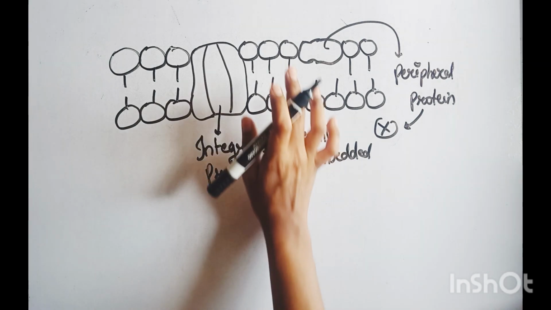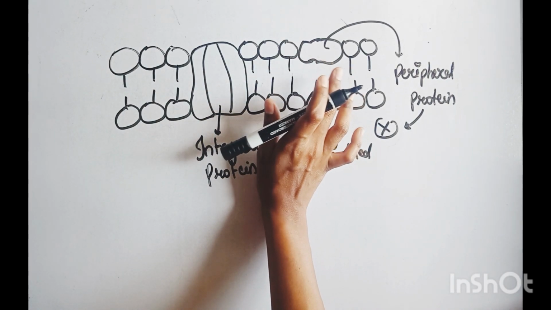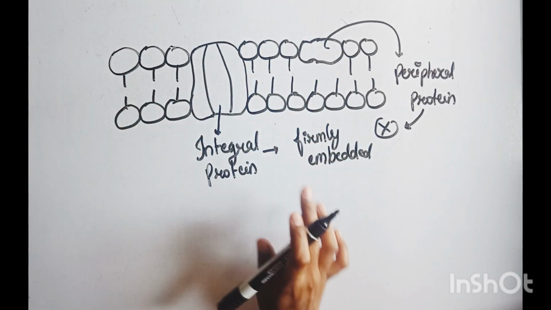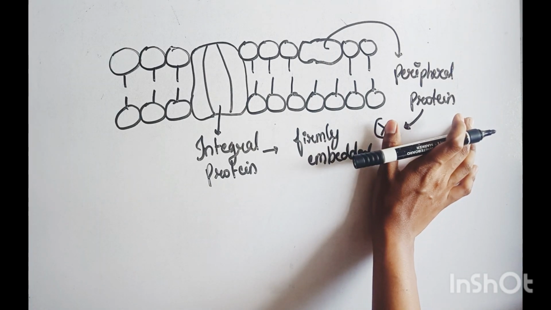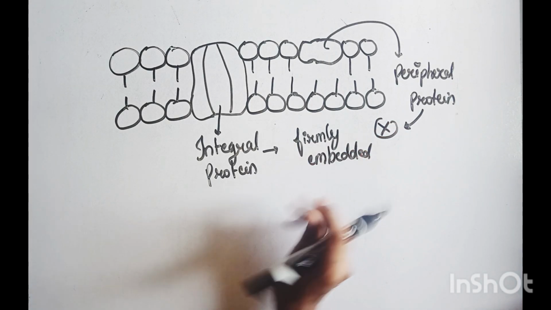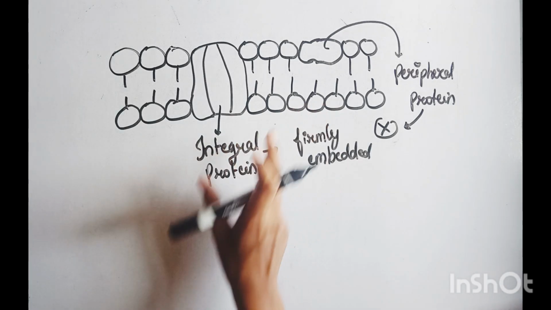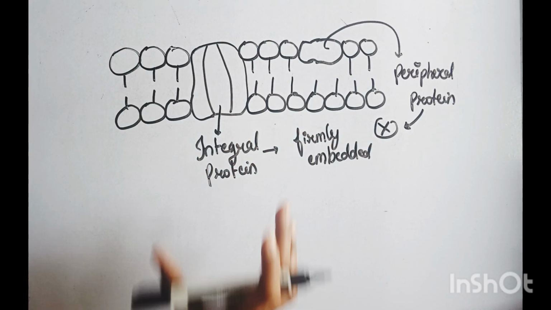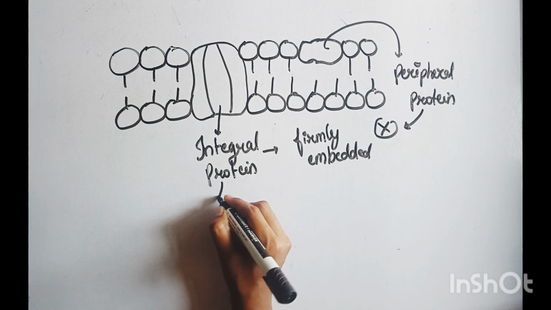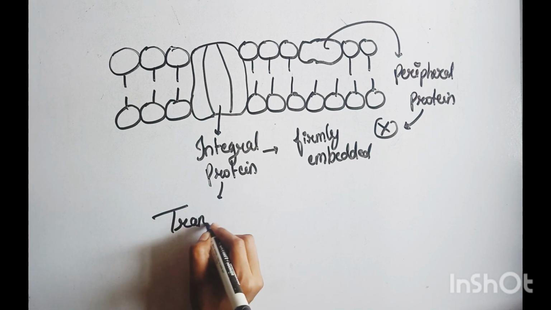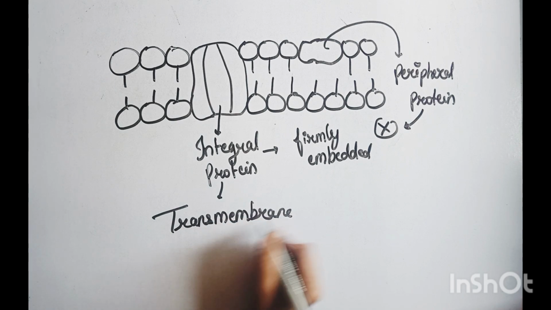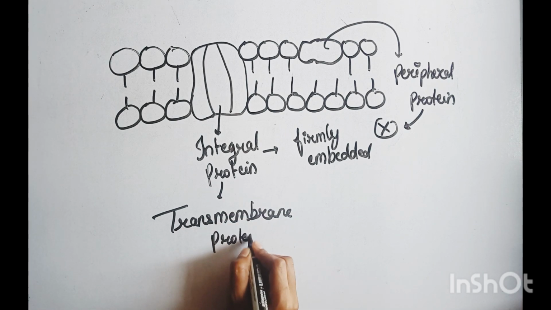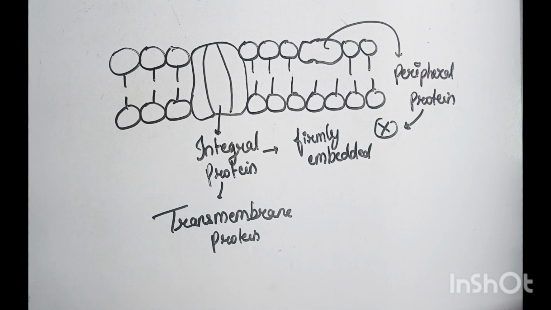These are attached to the polar head and sometimes attached to the outer surface of the integral protein on the membrane. So this is the peripheral protein, which is not firmly embedded, and this is the integral protein, which is firmly embedded in the plasma membrane. Integral proteins, mostly, are transmembrane proteins.